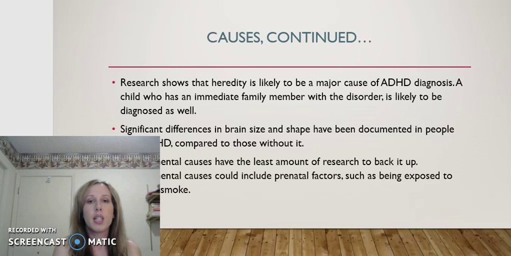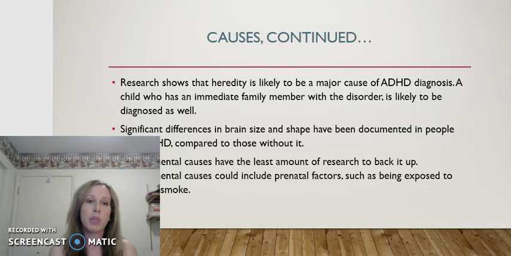Research shows that heredity is likely to be a major cause of ADHD. So a child who has an immediate family member, like a parent or a sibling with the disorder, is likely to be diagnosed with ADHD as well at some point in their life. Significant differences in brain size and shape have been documented in people with ADHD, which is something that I found really interesting. I had never heard that before.